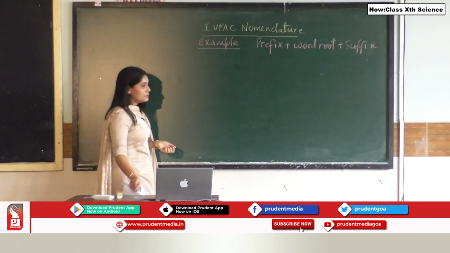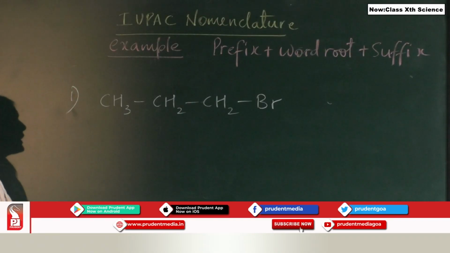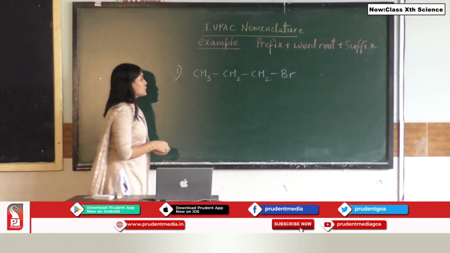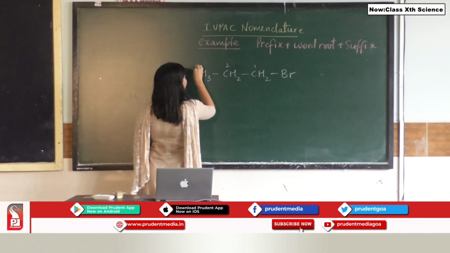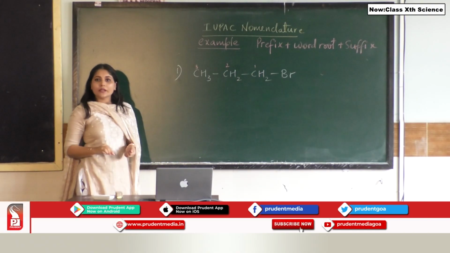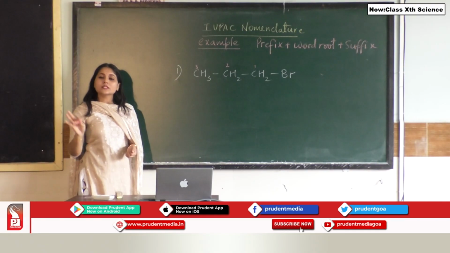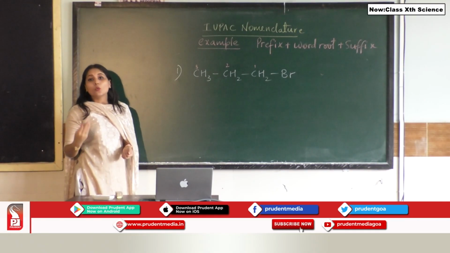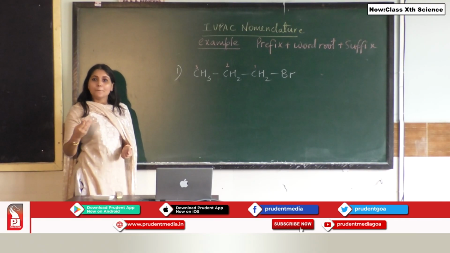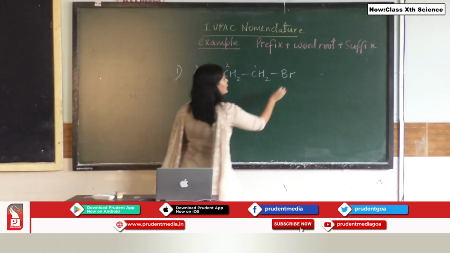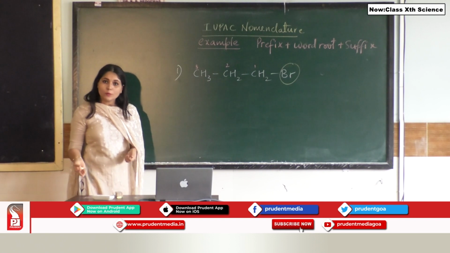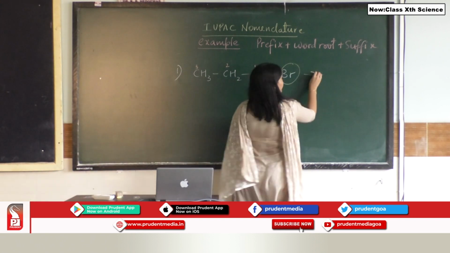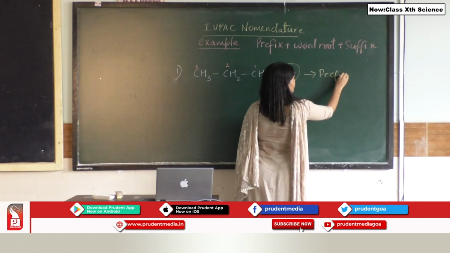Let us take another example. Okay, so over here we are having CH3, CH2, CH2, Br. Your first step is to count the number of carbon atoms. Okay, so 1, 2 and 3. So how many carbon atoms are there? 3 carbon atoms. Since there are 3 carbon atoms, your word root is going to be prop. Okay, and the functional group that is present over here is your bromine, which is another halo group. So which will be used as a prefix.